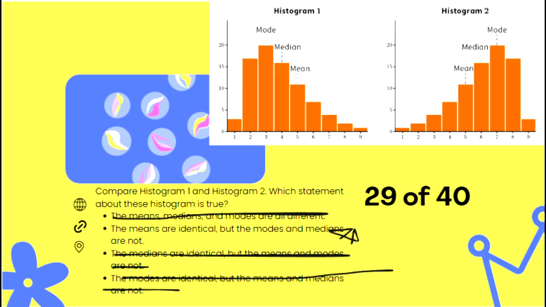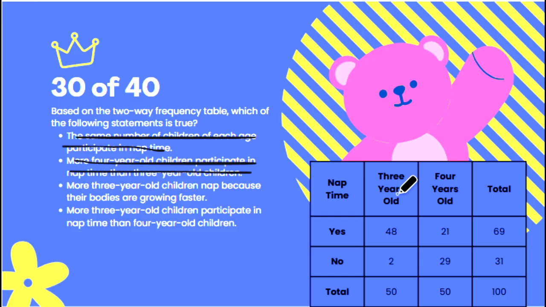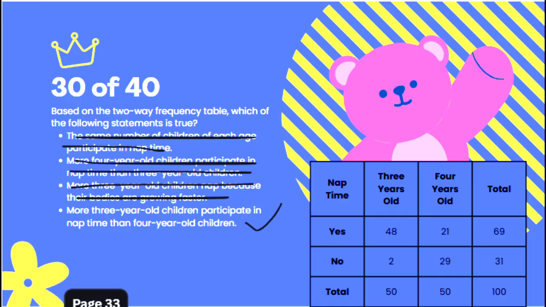Okay, next one. I got a slide. Number 30, based on the two-way frequency table, which of the following statements is true? The same number of children of each age participate in nap time. So yes, they take naps, 48 and 21. Wrong. More 4-year-olds participate in nap time, 21, than 3-year-olds, 48. Wrong. More 3-year-old children nap because their bodies are growing faster. We can't extrapolate like that. More 3-year-old children participate in nap time than 4-year-old children. That is a correct statement.